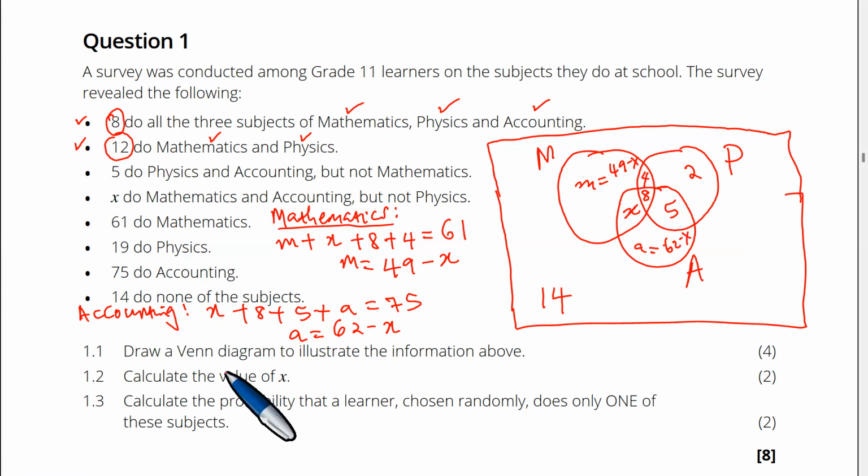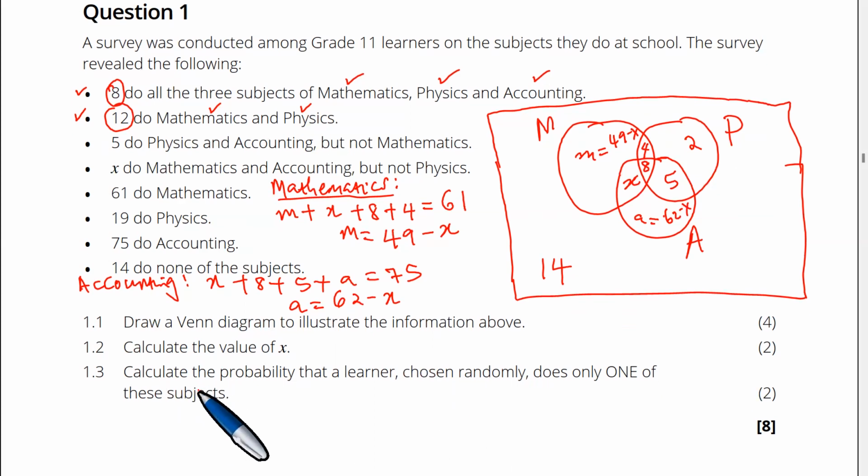So draw a Venn diagram to illustrate the information above. So this is the Venn diagram that is required there. Make sure you make sense of these and understand what's happening here. Right, so we've drawn the Venn diagram to illustrate the above information. Here's a question. Calculate x. Right, so to calculate x, here is x. The question is, what is x?